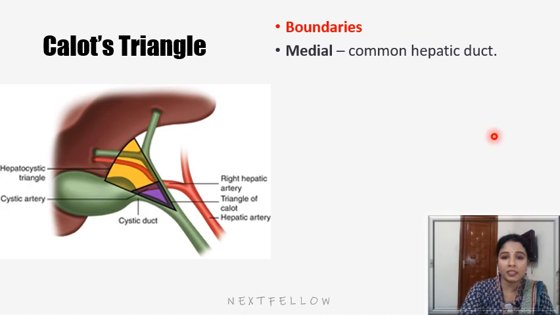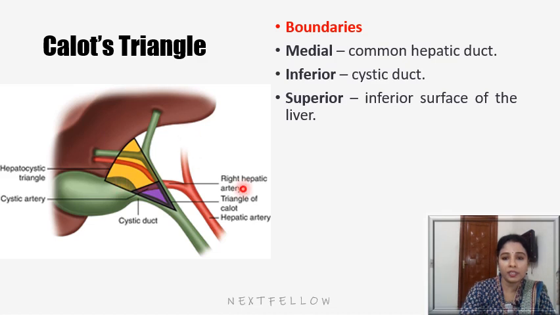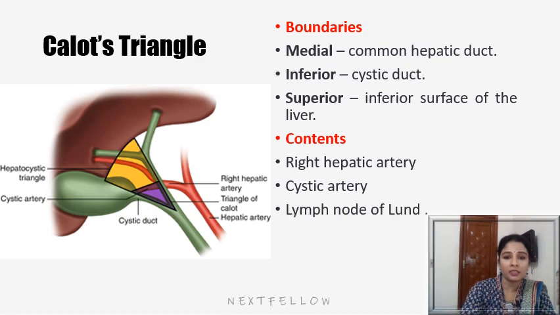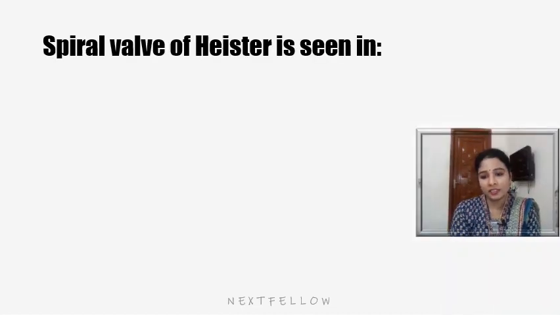Medially it is bounded by the common hepatic duct, inferiorly by the cystic duct, and superiorly by the inferior surface of the liver, and it contains the right hepatic artery, cystic artery, and lymph node of Lund. These are the contents, and also some lymphatics. So that was about the extrahepatic biliary apparatus and Calot's triangle, which is clinically very important to know.